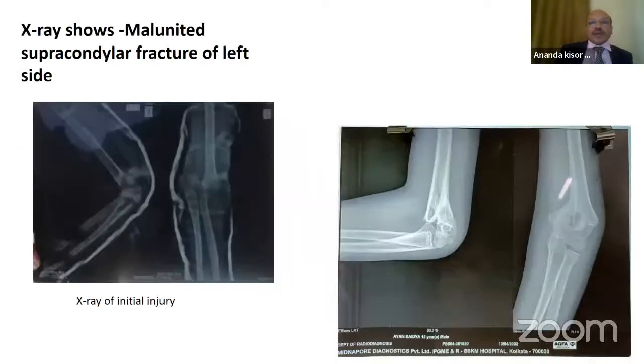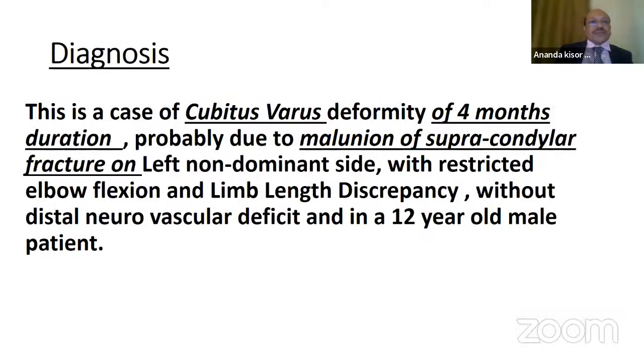Okay. Next, the diagnosis should be cubitus varus deformity of 4 months duration, probably due to malunited supracondylar fracture of the left non-dominant side with restricted elbow flexion, may or may not be with limb length discrepancy, without distal neurovascular deficit in a 12 year old male patient. So that should be the complete diagnosis.